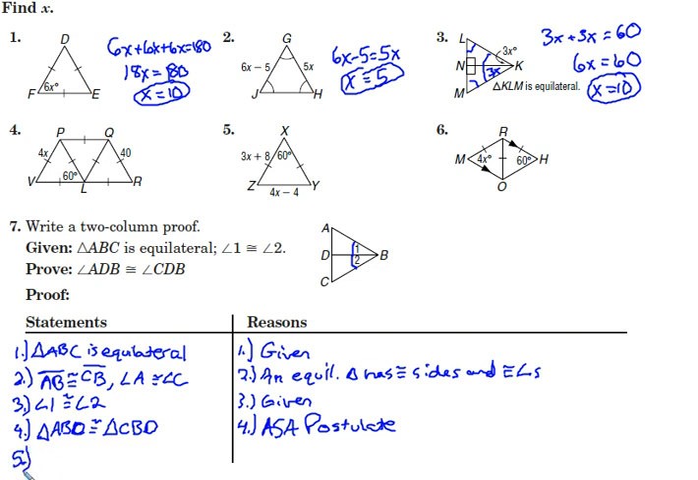Now, it gives us to our last step. We're trying to prove that the one angle, ADB, is congruent to the one angle, CDB. And that is from CPCTC. Congruent parts of congruent triangles are congruent.